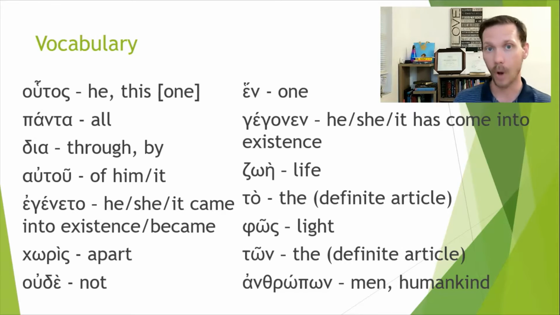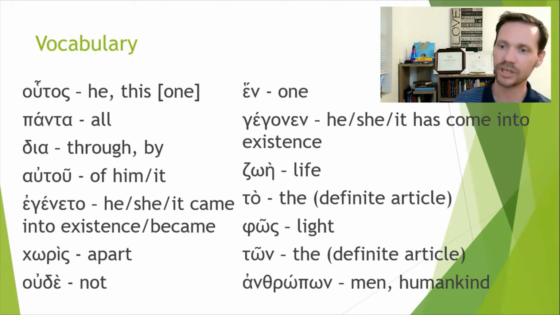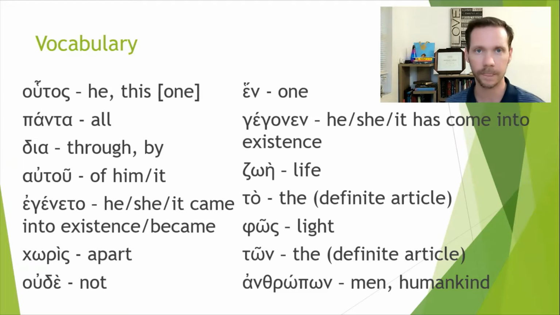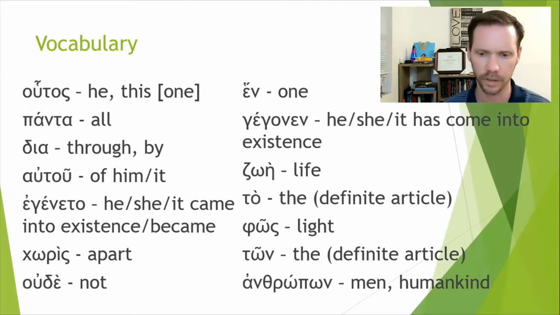Choris means apart from, it's a preposition. Oude means not. Hen, notice the rough breathing mark there, hen, not en. Hen means one. Gegonen is the same word as egeneto, but in a different tense. This is he, she, or it has come into being. Zoe means life. To is your definite article, another version, which means the. Phos means light. Ton, another definite article. This one plural, meaning the. And then anthropon, meaning men or human beings or mankind or something along those lines.